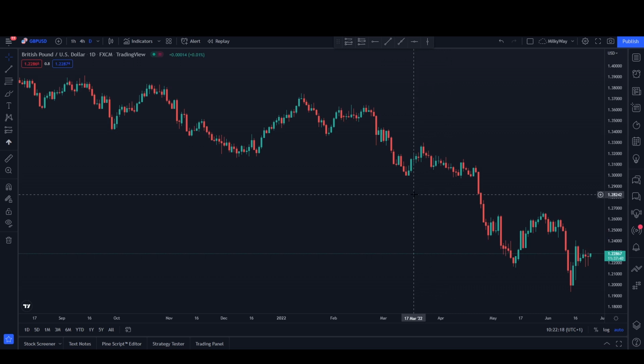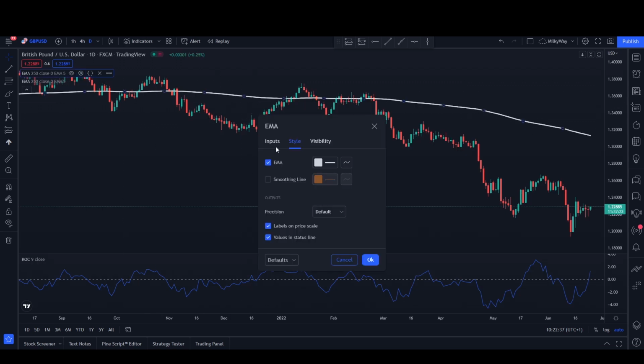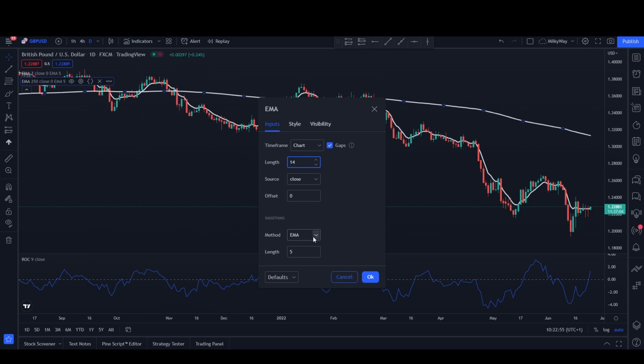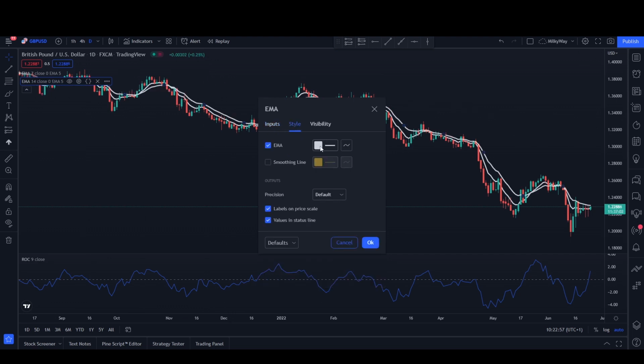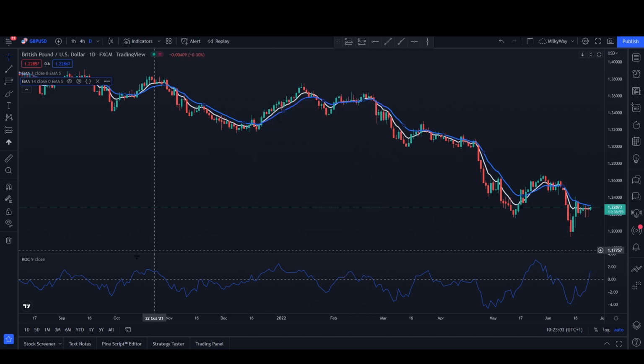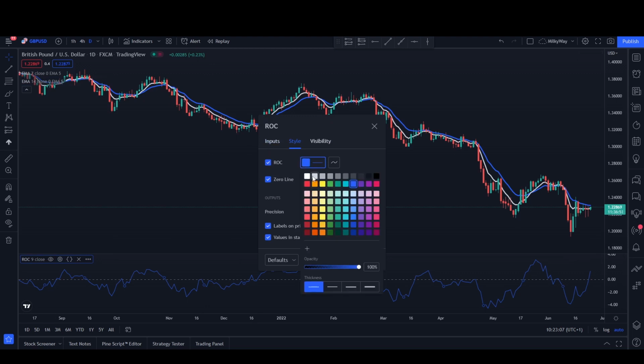We've got the GBP USD on the daily time frame. We'll go ahead and add the indicators. So we've got two exponential moving averages and one rate of change. One of the EMAs will be 7 and the second EMA is going to be 14. We'll change the color so that it's obvious. Let's say to blue, and then the rate of change settings will remain the same. However, I like it light gray like this.